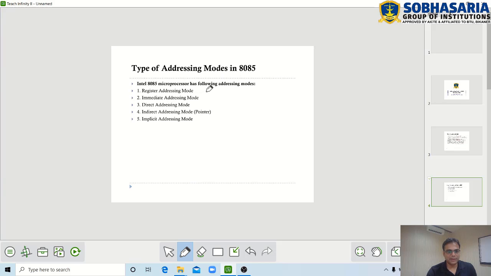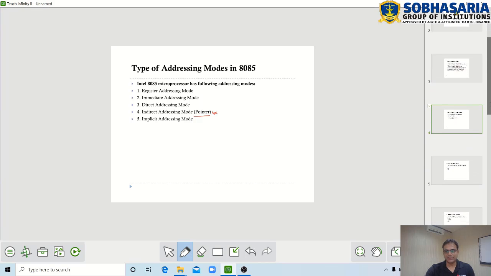In 8085 there are only 5 addressing modes. Number 1 is the register addressing mode, number 2 is immediate addressing mode, number 3 direct addressing mode, number 4 indirect addressing mode, number 5 implicit addressing mode. For this last addressing mode, I have written pointer over here. So this is quite familiar. You must have learned about pointers in C or C++. We'll see in detail how these addressing modes can be identified for a particular instruction.